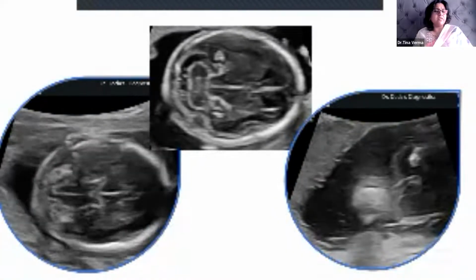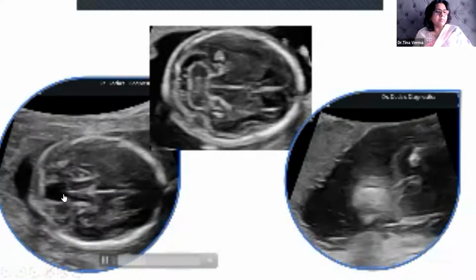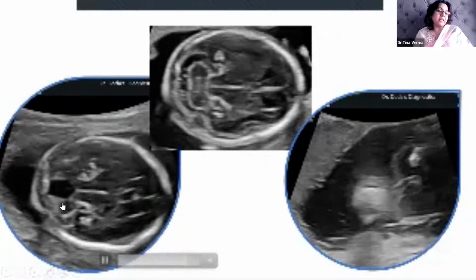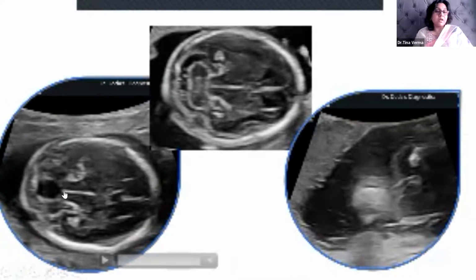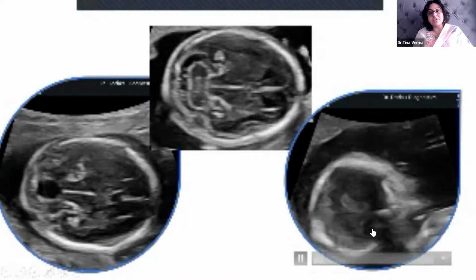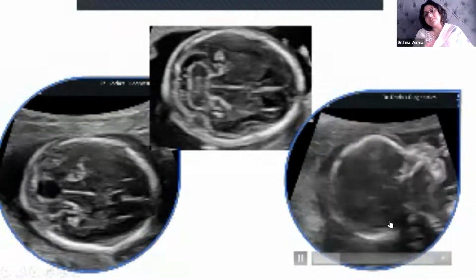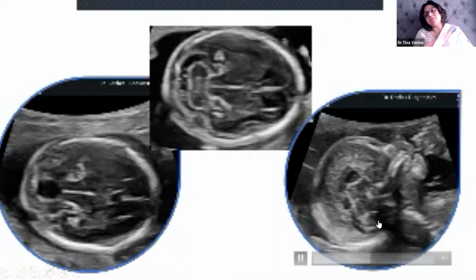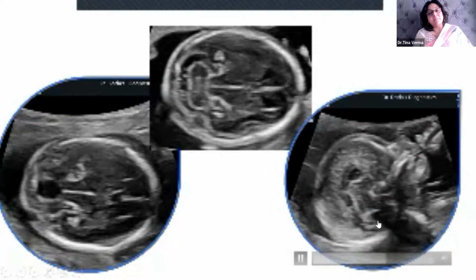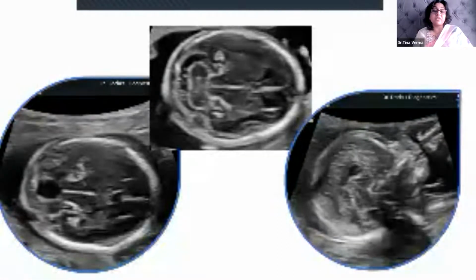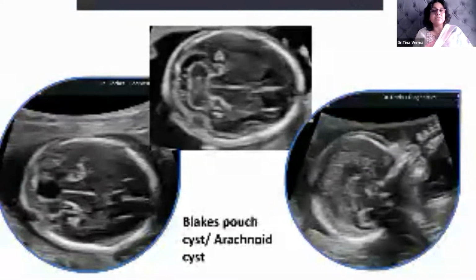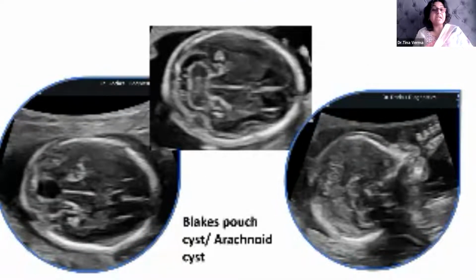Similar images of Dandy-Walker you might see again here, but in some images you may find that the vermis is there. Sometimes you may feel that the cerebellum is splayed and there is no vermis. What do I do now? I confirm it on the sagittal plane, extended neurosonography, and I find that the vermis is present, but there is a small anechoic area here, which might be an arachnoid cyst or a Blake's pouch cyst. And mind you, the prognosis of Blake's pouch and arachnoid cyst is very good as compared to Dandy-Walker malformation. Hence, extended neurosonography helps in prognosticating the abnormalities.